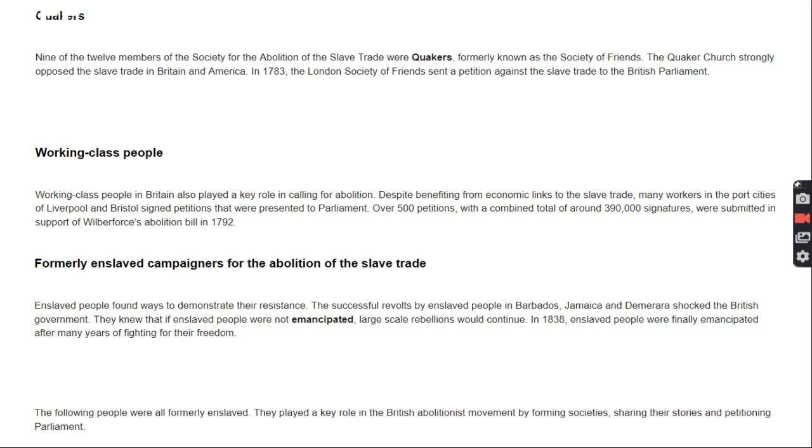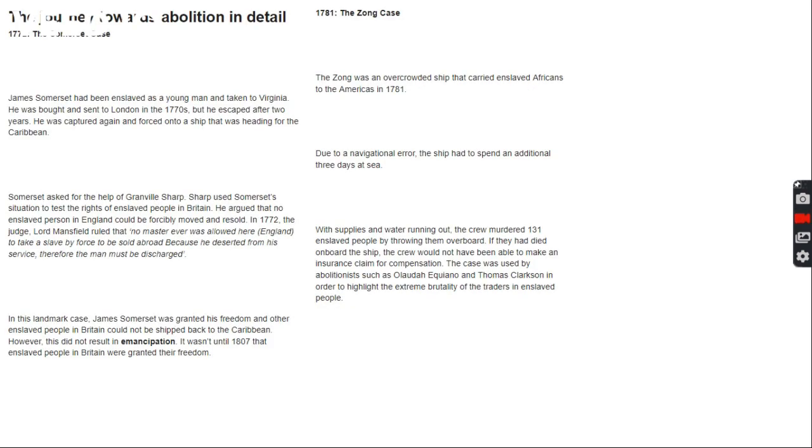The journey towards abolition in detail. 1772, the Somerset case. James Somerset had been enslaved as a young man and taken to Virginia. He was bought and sent to London in the 1770s, but he escaped after 2 years. He was captured again and forced onto a ship that was heading for the Caribbean. Somerset asked for the help of Granville Sharp. Sharp used Somerset's situation to test the rights of enslaved people in Britain.